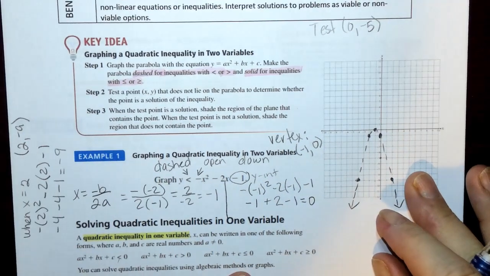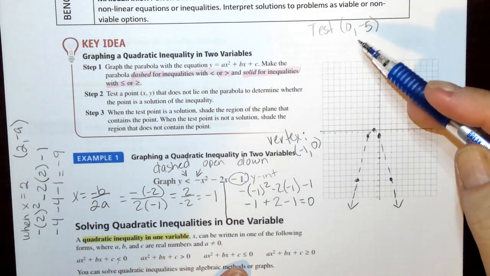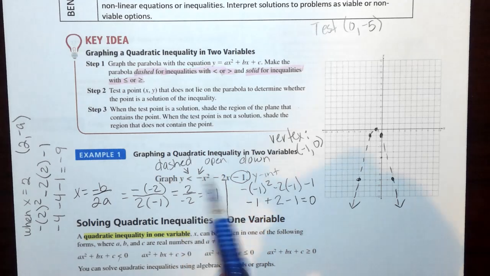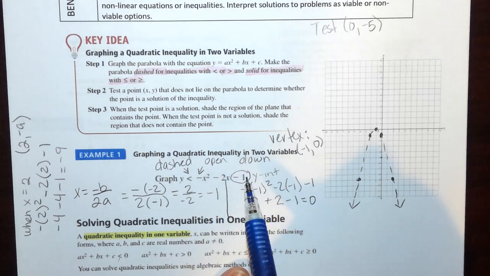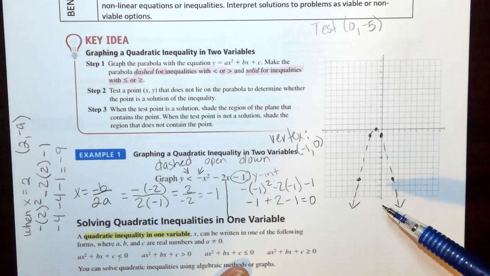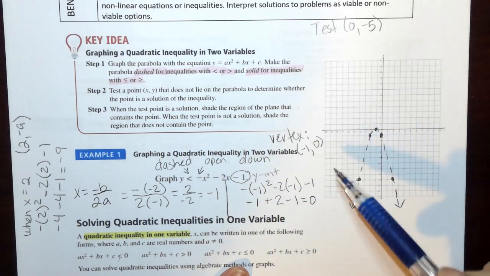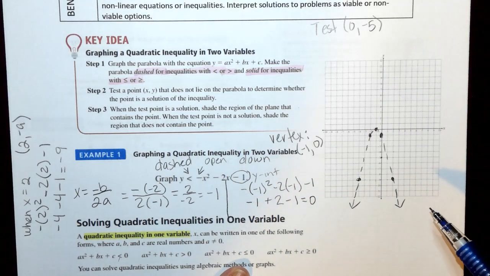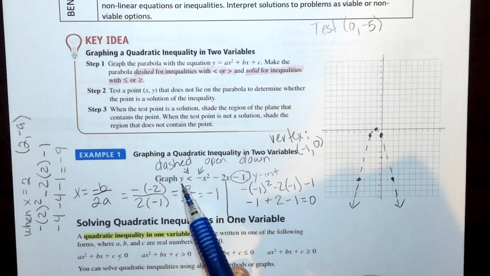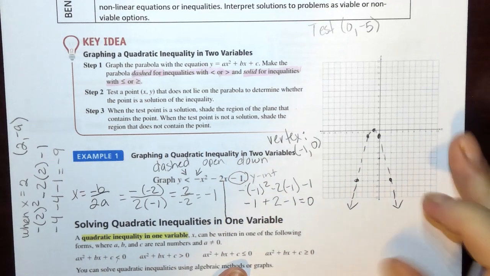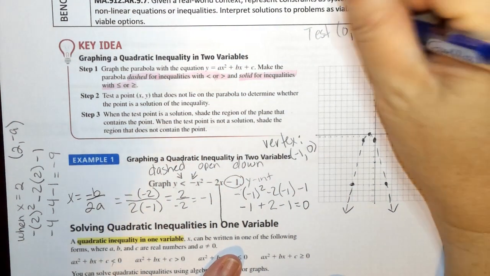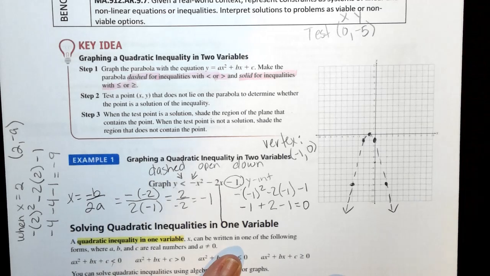So how does this help us? If we test this point and we plug it in and we get a true statement, that means this section is shaded. If we plug it in and we get a false statement, that means the other section is shaded. So let's look. We're using this inequality right here. This is our x value, this is our y.